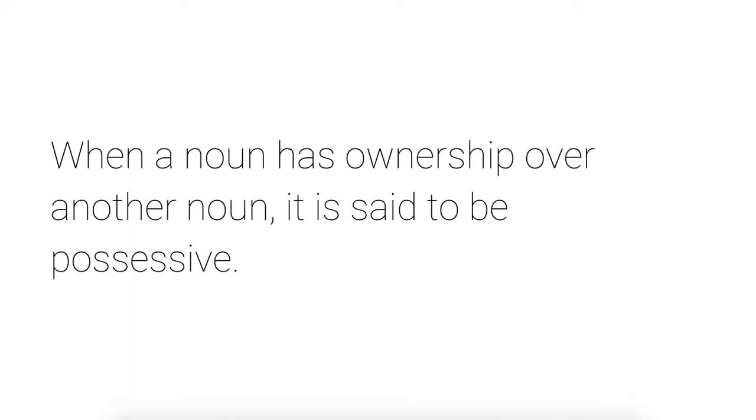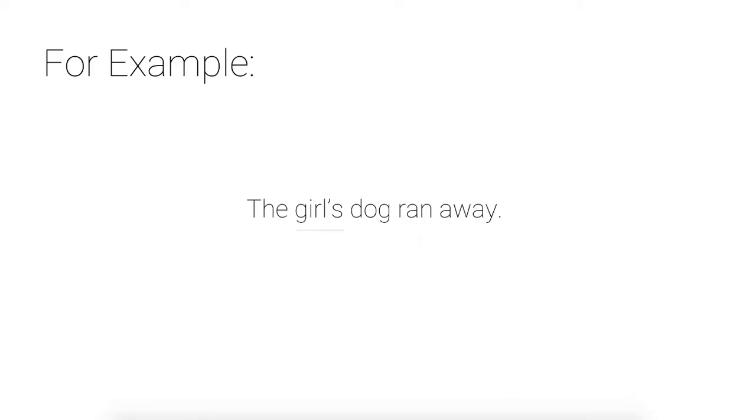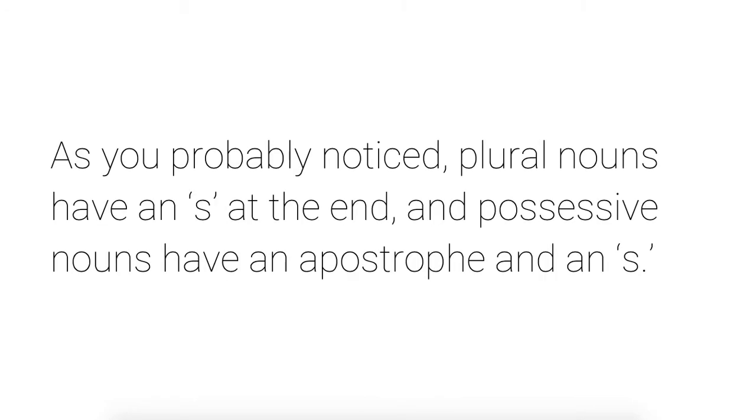Now, when a noun has ownership over another noun, it is said to be possessive. For example, the girl's dog ran away. So our first noun is girl. And girl is possessive of dog. She owns that dog, it's her dog, and so we show that she owns it by adding an apostrophe and an S. So the girl's dog ran away. That shows the ownership over the dog. As you noticed, plural nouns have an S at the end, and possessive nouns have an apostrophe and an S.